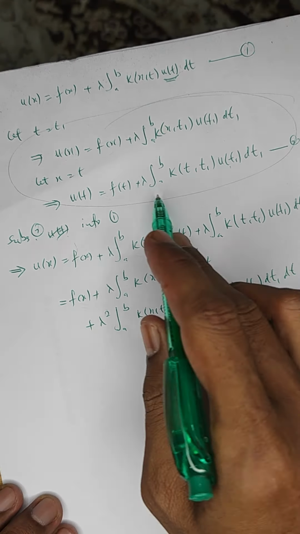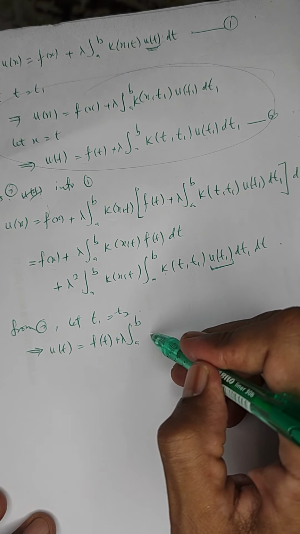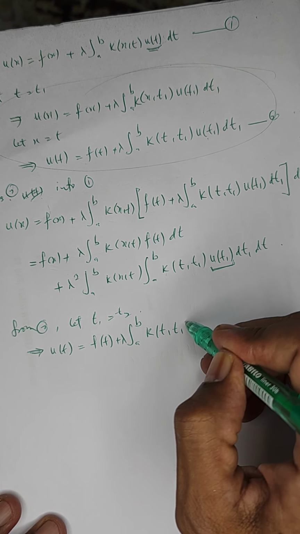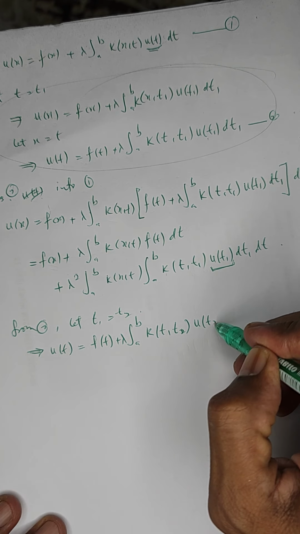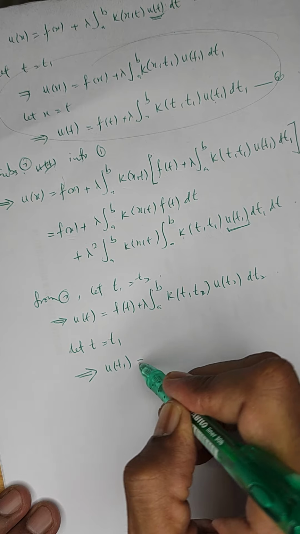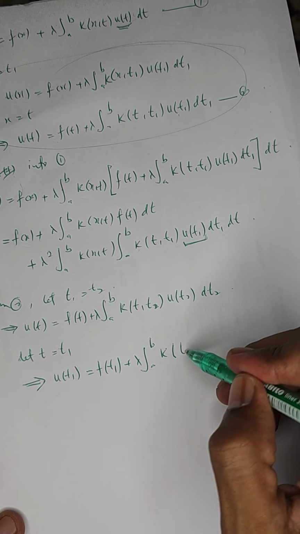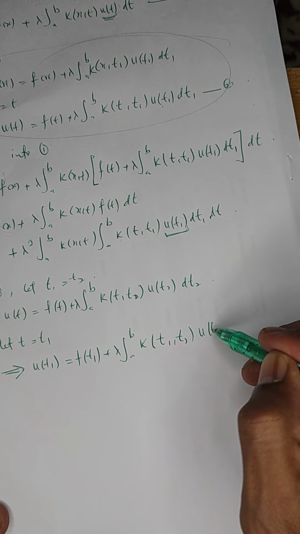Okay, from 2, let t1 equal to t2. So what we have is that u(t) is equal to f(t) plus lambda integrate a to b k(t,t2) u(t2) dt2, and then we change t with t1, so we have u(t1) is equal to f(t1) plus lambda integrate a to b k(t1,t2) u(t2) dt2.